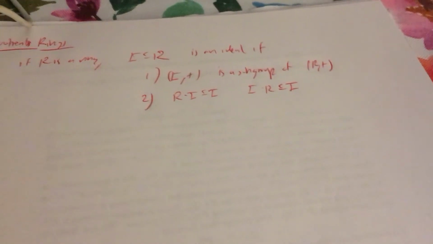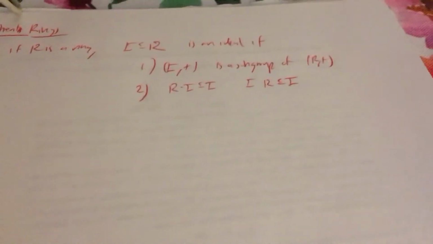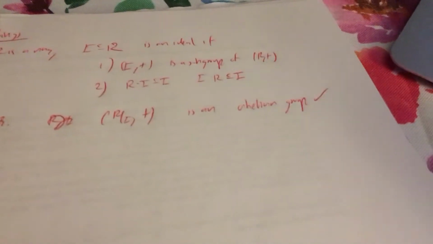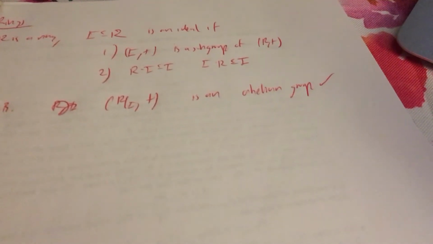Since R is an abelian group and I under plus is a subgroup, we know that R mod I is a quotient group. So R mod I under plus is an abelian group. If I have any group and take a normal subgroup of it, and since this group is abelian all subgroups are normal, I can form the quotient group. So this makes sense. Now we claim that R mod I is actually a ring.